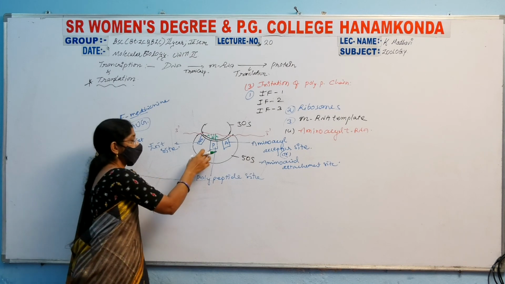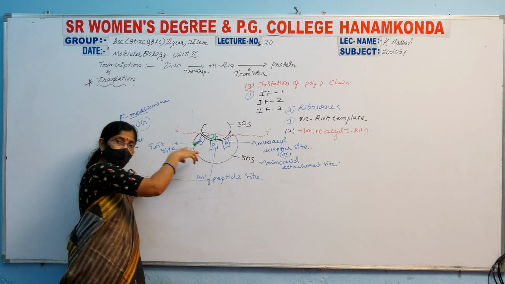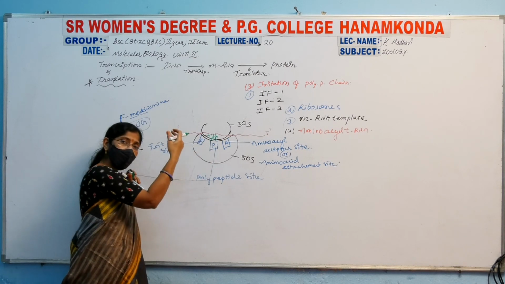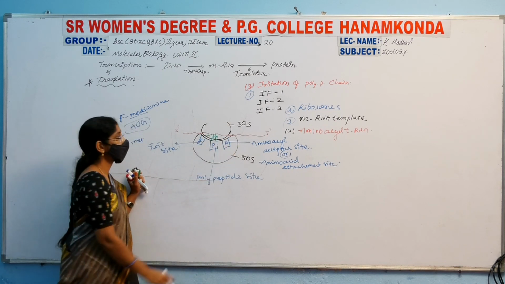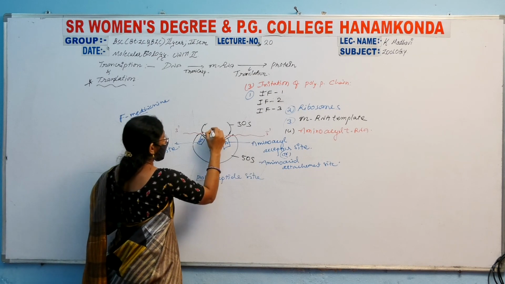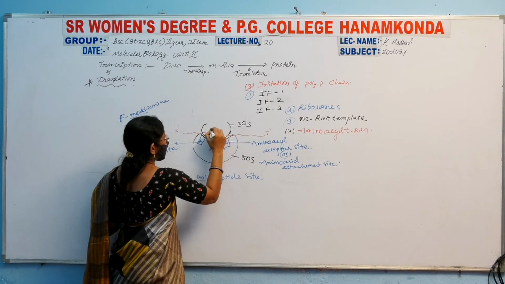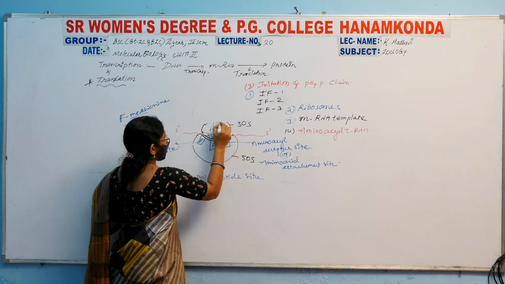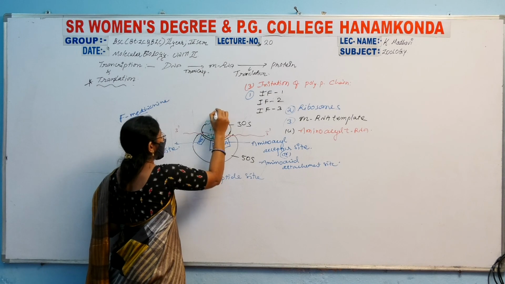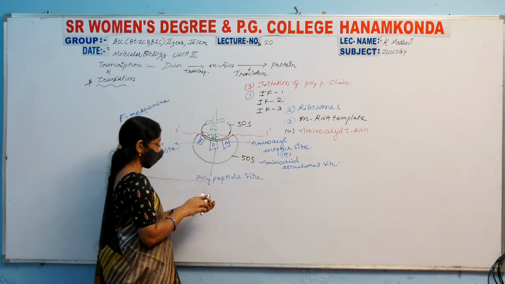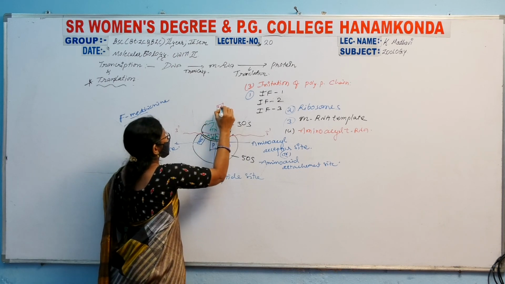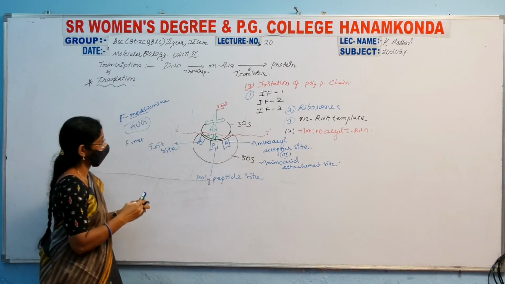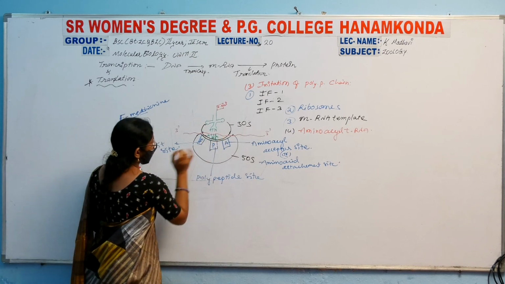Only the first attachment of the polypeptide chain is at this site. Later, all the remaining amino acids come and attach only at the A site. Here is the AUG, and here are also the anticodons of the tRNA. Here is the acceptor arm. This acceptor arm is taking the F-met, and now it is connected with each other.